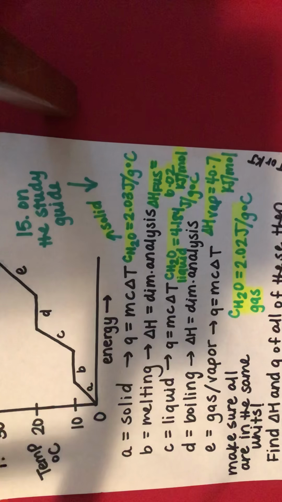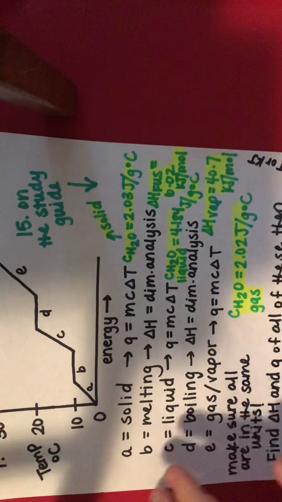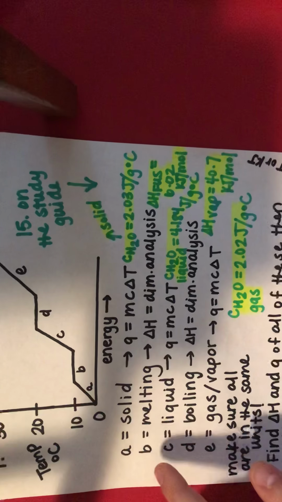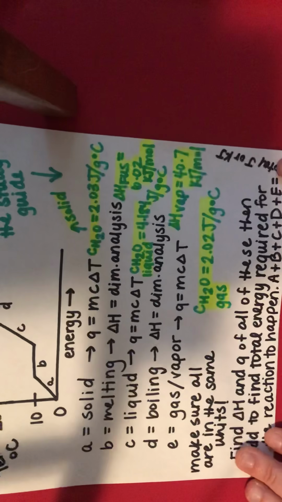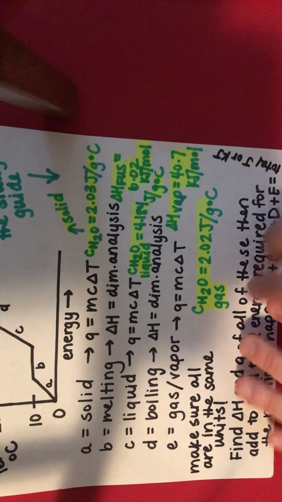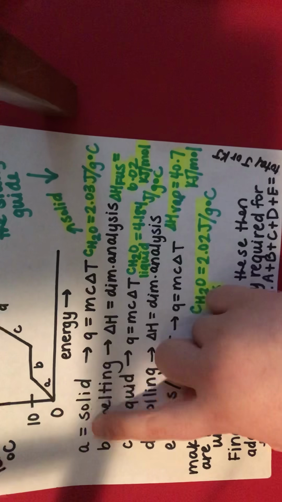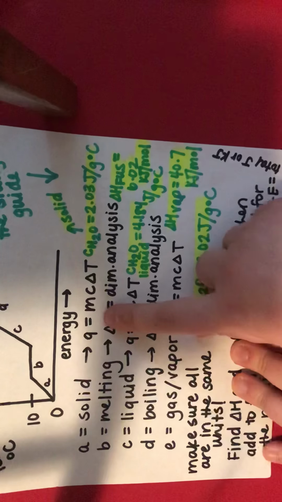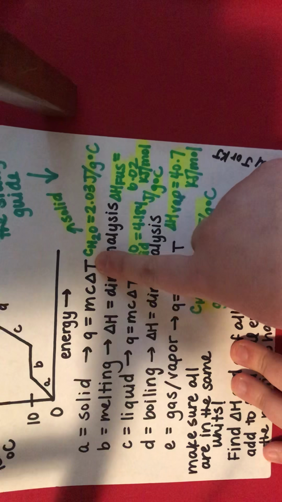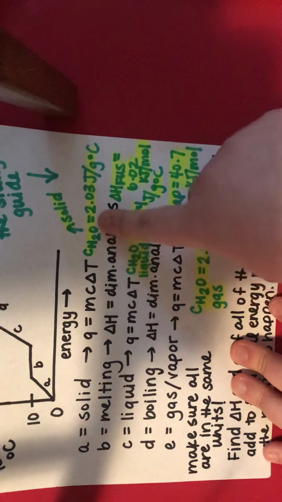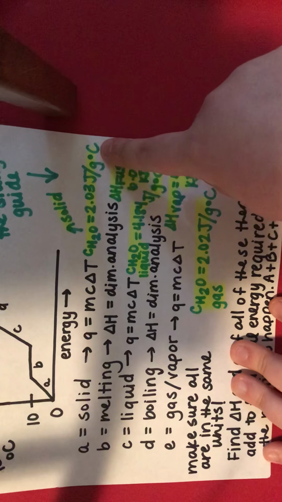What you do is you have to hit each letter, and then at the end, to find the total heat or energy it takes for those changes in state to happen, you add them up. If you have a solid, you're starting at A. We do Q equals mcΔT for that one, and our C is 2.03 joules per gram Celsius.